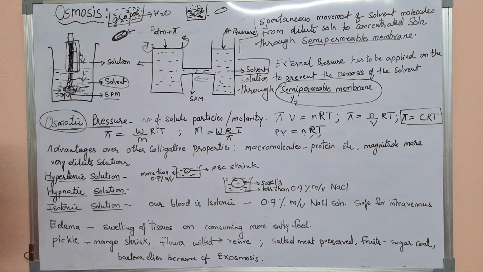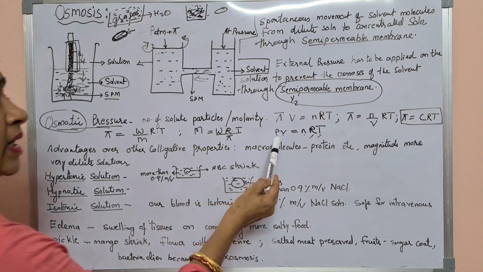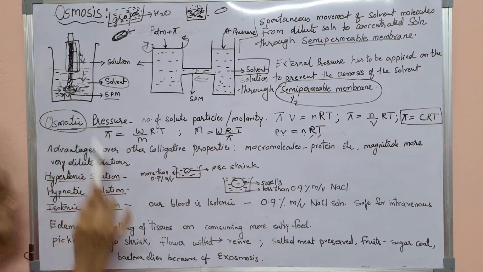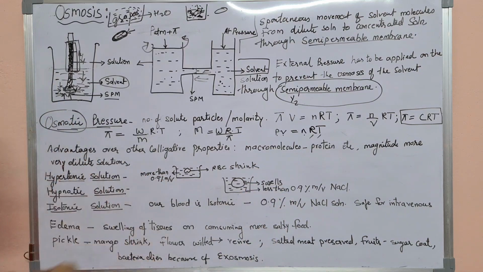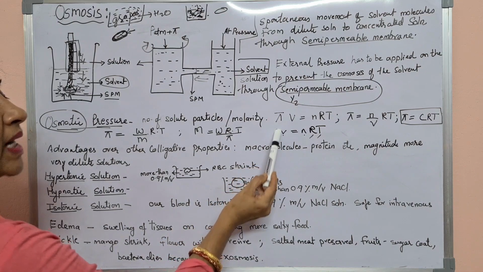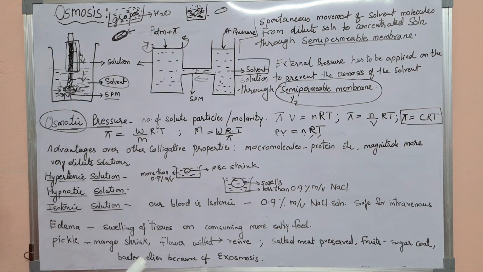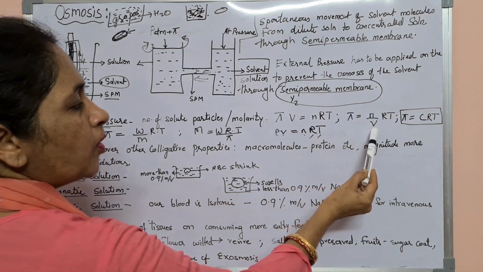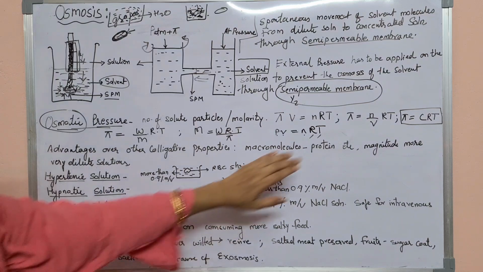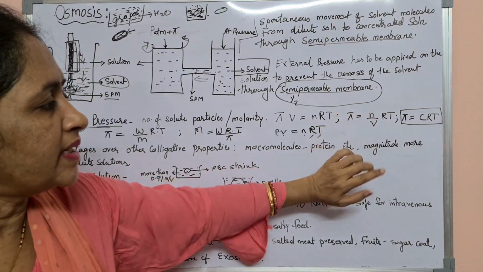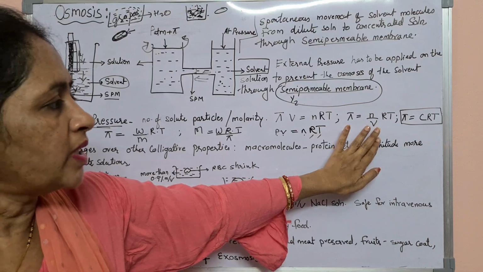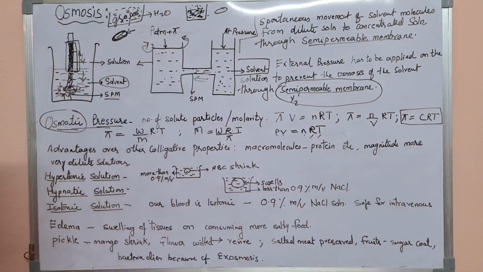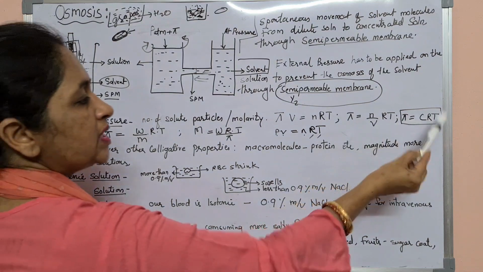The difference is this much only, that instead of the pressure P here, we represent the pressure, that is the osmotic pressure of the very dilute solution, with pi. We replace P with pi, that is the difference. So piV = nRT, pi = (n/V)RT. n is the number of moles of the particles present in the solution, V is the volume. So n/V can be replaced by C. C is the concentration of the solution. So pi = CRT.